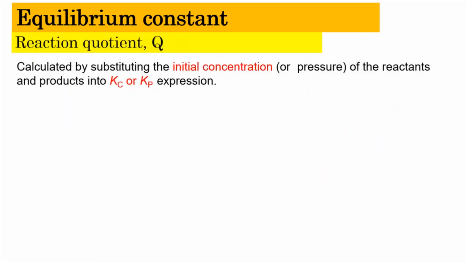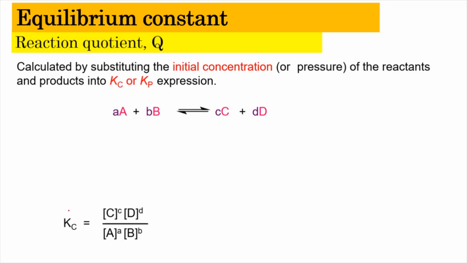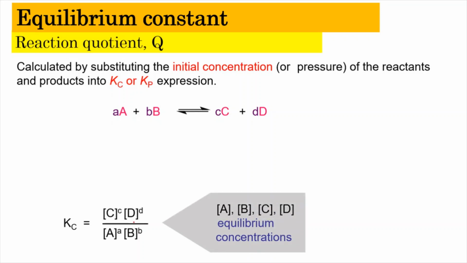Now we're going to look into the reaction quotient. The reaction quotient is calculated by substituting the initial concentration or pressure of the reactant and product into the Kc or Kp expression. So let's say we have a general equation of aA plus bB produces cC and dD, which at equilibrium, we're going to get our equilibrium constant to be something like this, similar to what we have learned in the previous videos. The concentrations of A, B, C, D all refer to the concentrations at equilibrium because we are talking about the equilibrium constant.